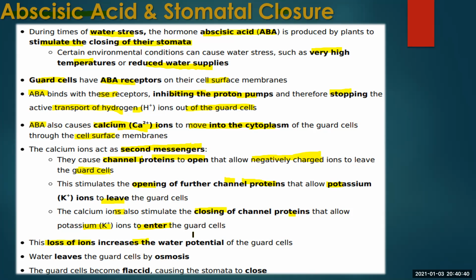This increases the water potential of the guard cells now, right? So the water potential of the guard cells is more now, and the solution outside has become hypertonic. So this causes the water to leave the guard cells by osmosis. This causes the guard cells to become flaccid, and this would lead the stomata to close. So this is the function of abscisic acid in stomatal closure.